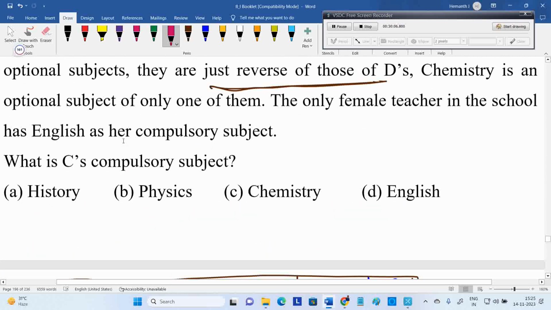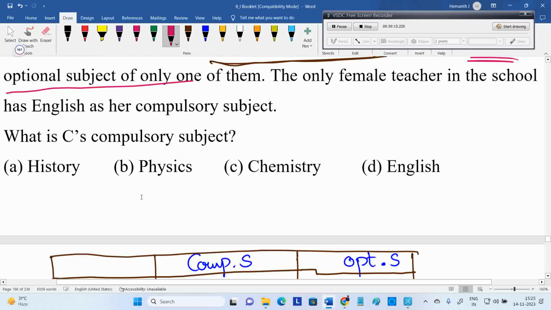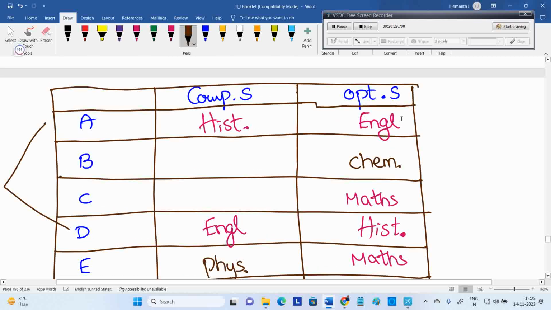Next, B and C yet to complete. Chemistry is optional subject for only one of them. So for only one person, chemistry is optional subject. In fact, only one slot is left over optional. That must be filled for chemistry. Chemistry, this is the scenario. B optional must be chemistry filled.